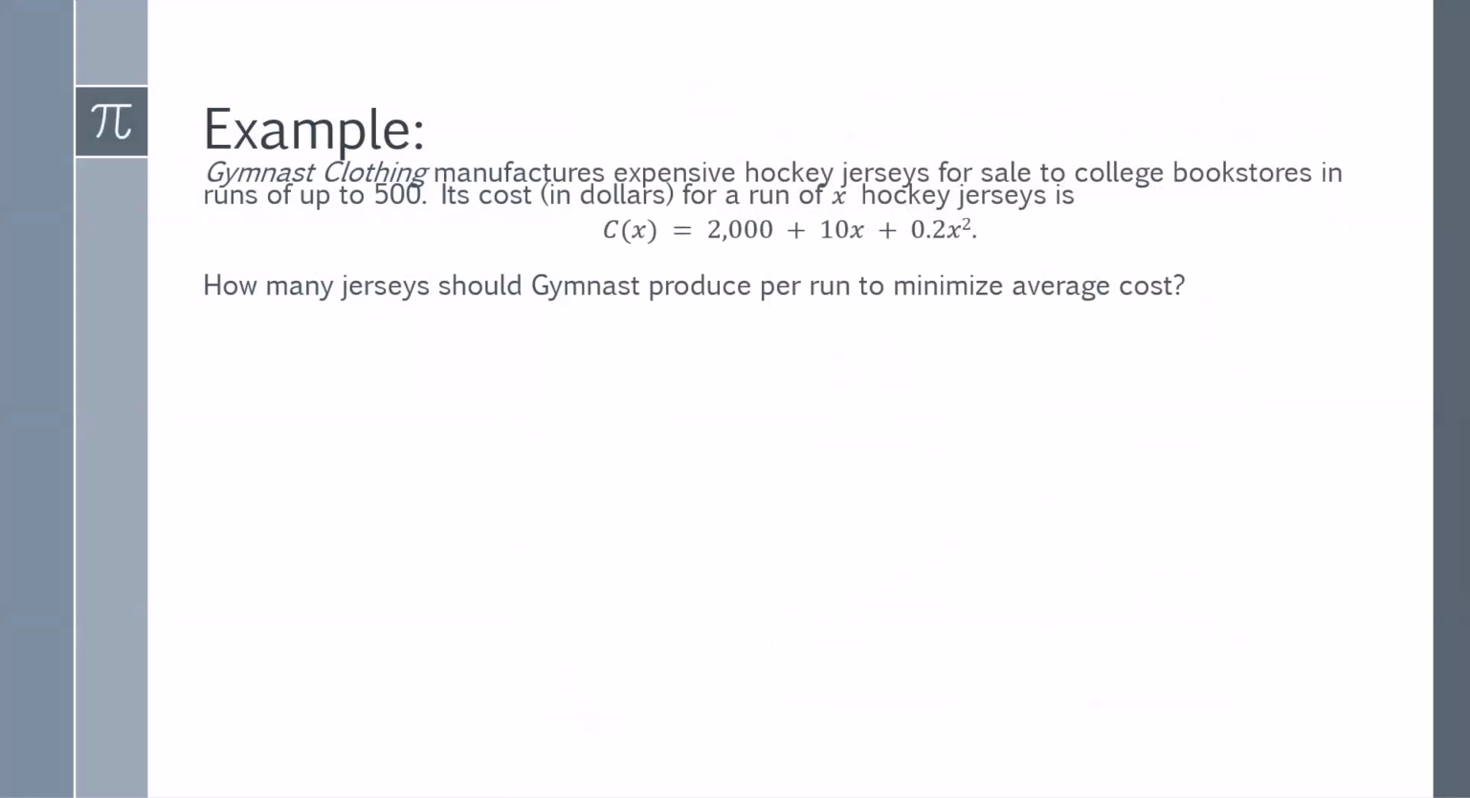Gymnast Clothing manufactures expensive hockey jerseys for sale at college bookstores in runs of up to 500. In dollars, it costs C of x equals 2,000 plus 10x plus 0.2x squared, where x is the number of jerseys. How many jerseys should Gymnast produce per run to minimize the average cost?